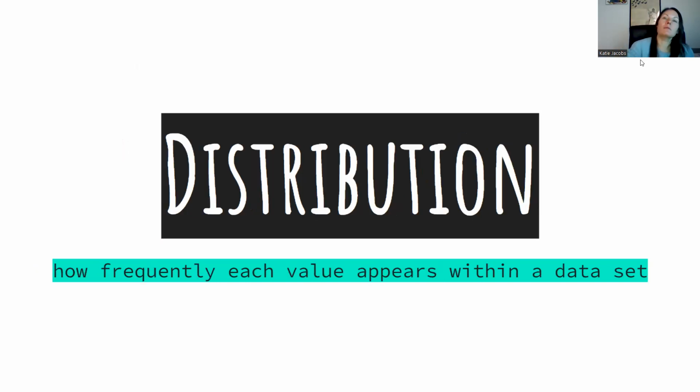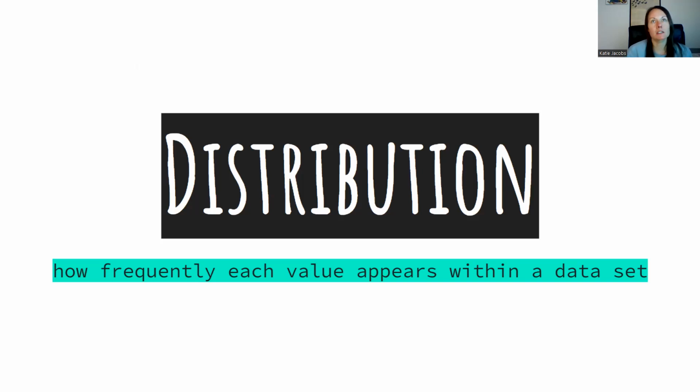So we really need to define what distribution means then. And so distribution is a little bit of an abstract idea. And so sometimes it's a little difficult for students to understand what it means. But when we talk about the distribution of our data set, all we're talking about is how frequently each value appears within our data set.